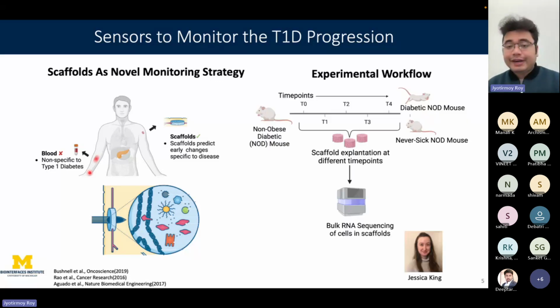So what we did over here is as follows. We took a model which is the non-obese diabetic mouse. Why we took this model is as follows. The female non-obese diabetic mice have a genetic mutation in their genes which makes them susceptible to type 1 diabetes, and this is the model which mimics the human pathogenesis the closest.